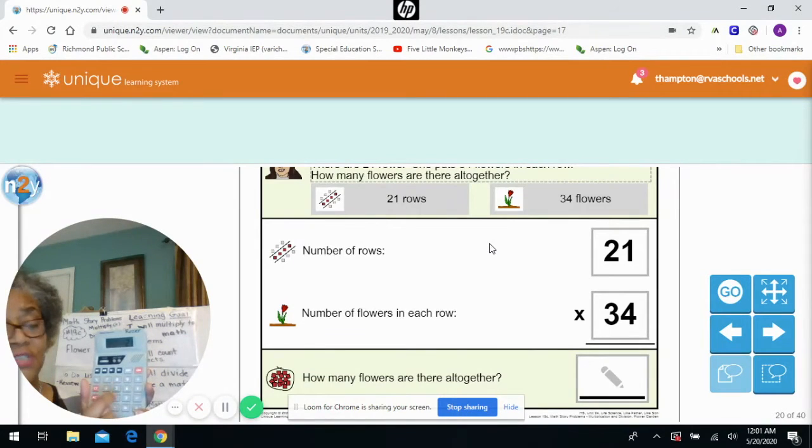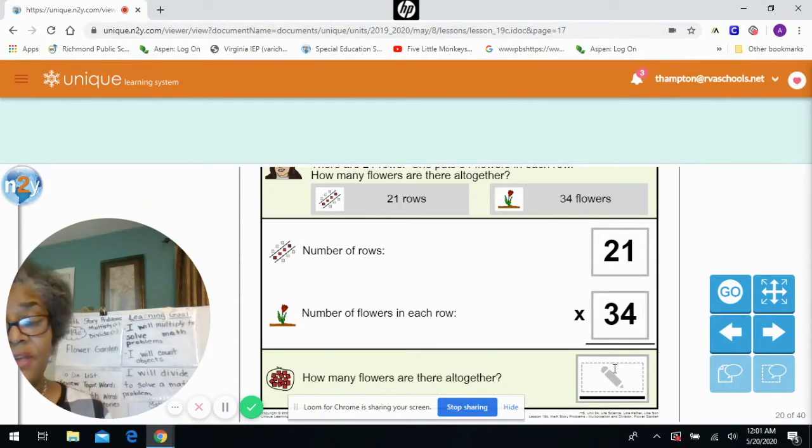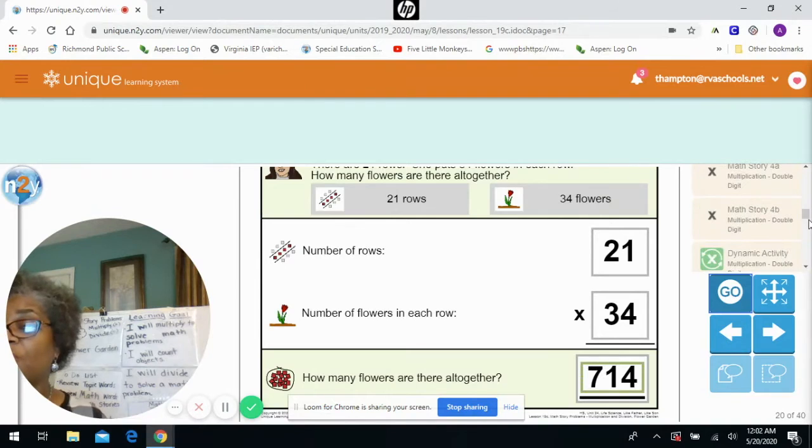Division or multiplication sign. The multiplication sign, which looks like an X, times. And then we'll put the next number in. 34. And we press the equal sign. 714. So we put 714. That is a lot of planting. All right, let's keep going.